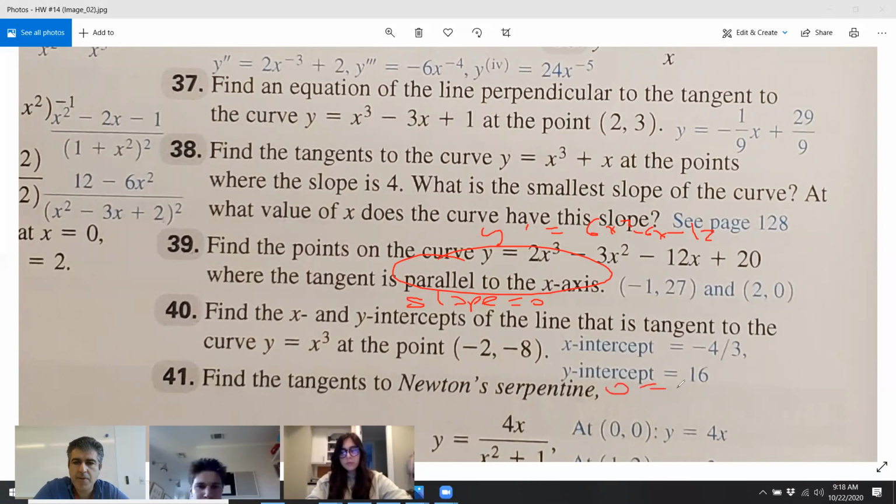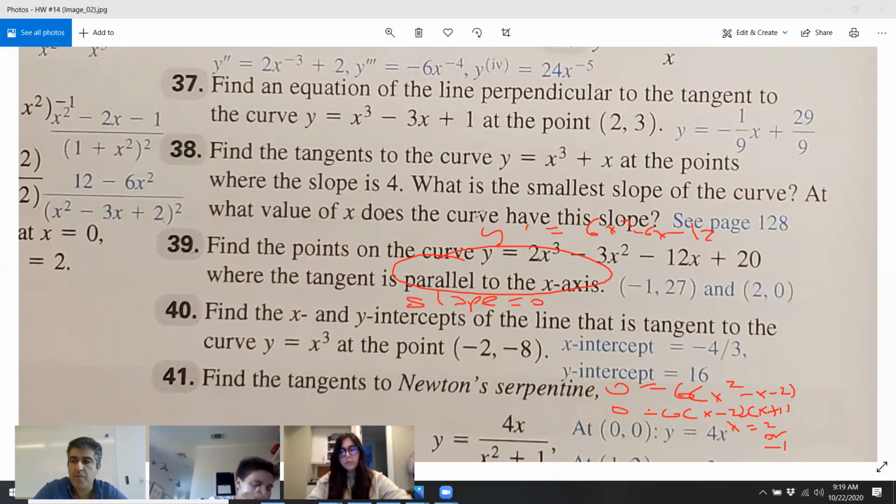So 0 equals 6, factor out the 6, x squared minus x minus 2. Then x minus 2, x plus 1. X is 2 or negative 1. There you go. And just plug in 2 or negative 1 into the original function to get the y value that goes with it. So that's there.